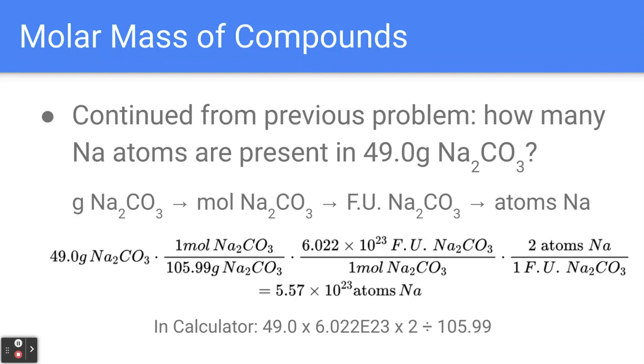Okay, so we start here with grams, get out of grams and go to moles, then get out of moles and go into formula units. Again, formula units is pretty much the same as a molecule. And then out of formula units and into atoms. So in my calculator here, I multiplied everything on the top divided by everything on the bottom. 49 times 6.022 e to the 23 times 2 divided by 105.99. So I get 5.57 times 10 to the 23rd atoms of sodium.